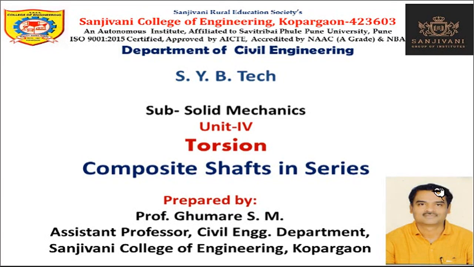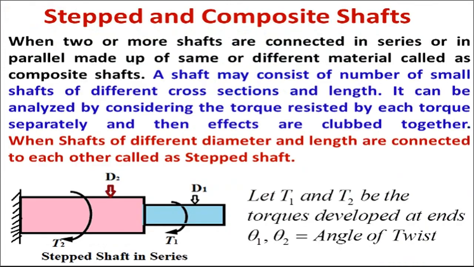Today we are going to discuss another topic, that is composite shafts in series. Now, we have discussed in the previous lecture that a shaft can be made up of different materials or of a single material. Composite, or stepped, shaft: composite means made up of more than two materials, and stepped means whenever there are two different diameters. Here you can observe the diameters D1 and D2, that is called a stepped shaft, because one diameter is less, another is somewhat more.